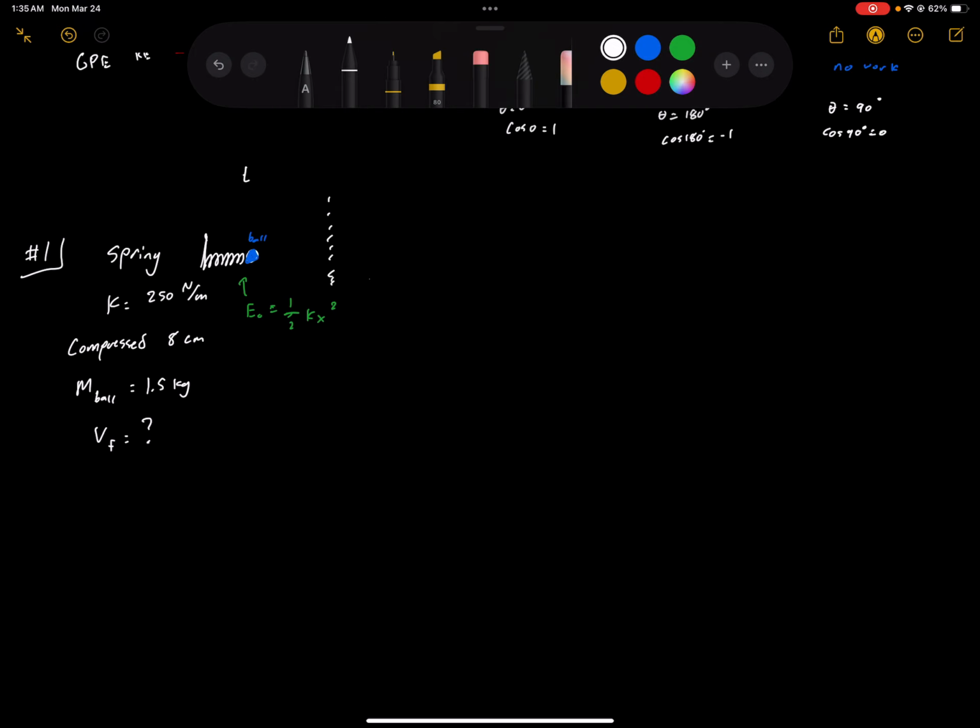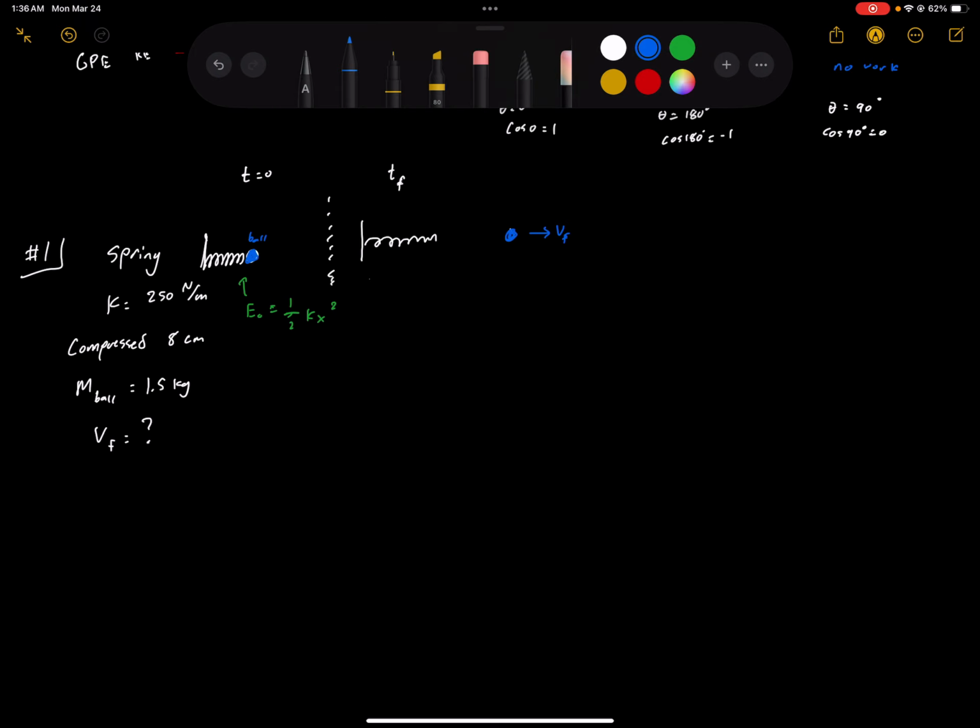So this is T naught. At T equals 0, that's the initial state. And then at some later time, I'm just going to call it TF, right? The spring is no longer compressed, so I'm going to draw it stretched out to its natural length. And now the ball is traveling with some final velocity. We don't know what that final velocity is, but that's what we're going to calculate based on the values given.